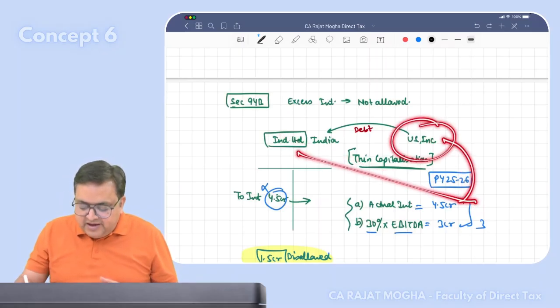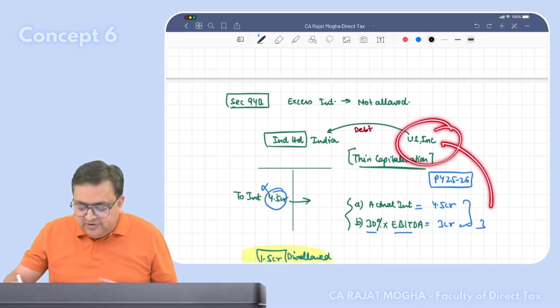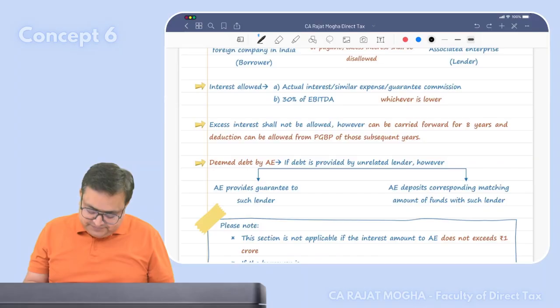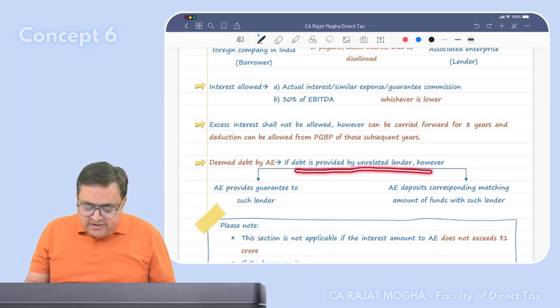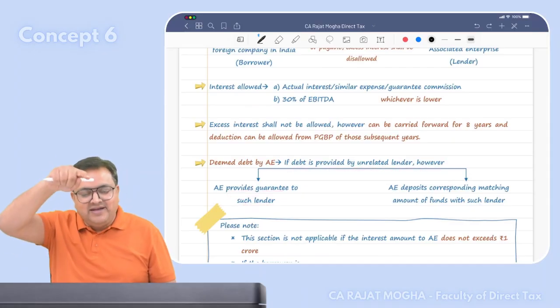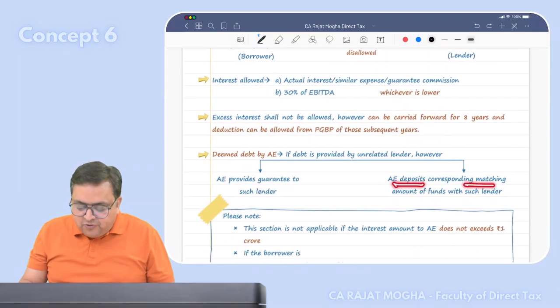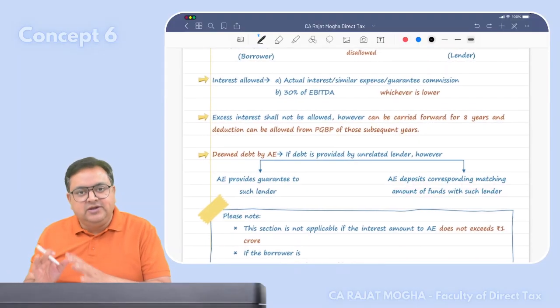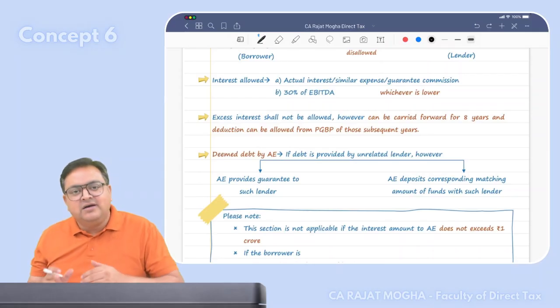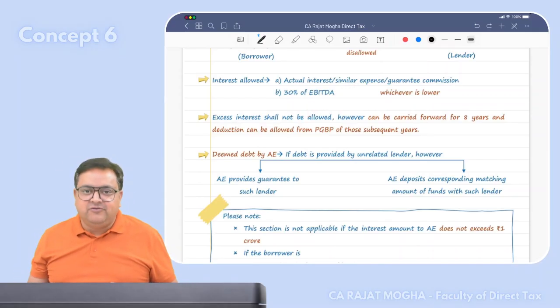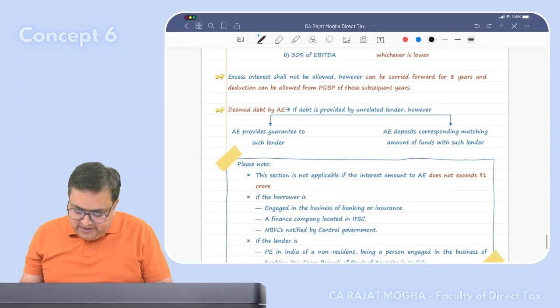Because they have given the guarantee, or, let's say for example, they have actually deposited a similar amount with them. So it is saying they are deemed debt by the AE. If the debt is provided by an unrelated lender, however, A provides a guarantee to such lenders, or the AE has deposited a corresponding matching amount with them, then also we'll assume it as if it is a deemed associated enterprise, and we will allow this provision of 30% of EBITDA maximum.